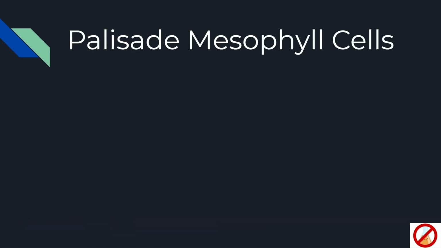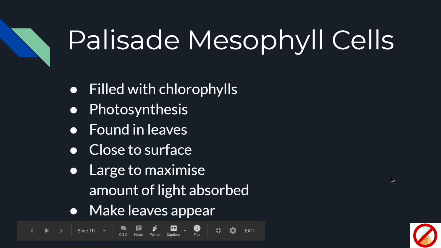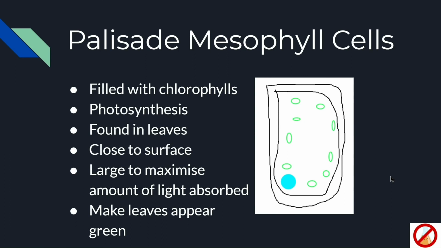The last plant specialized cell you have to know is the palisade mesophyll cells. This long name basically means cells in the leaf. These cells look like this, quite similar to the standard plant cell that we see. And the thing with this one is it's filled with chlorophylls. Why is it filled with chlorophylls? It's because it needs to photosynthesize, and chlorophylls are responsible for photosynthesis.